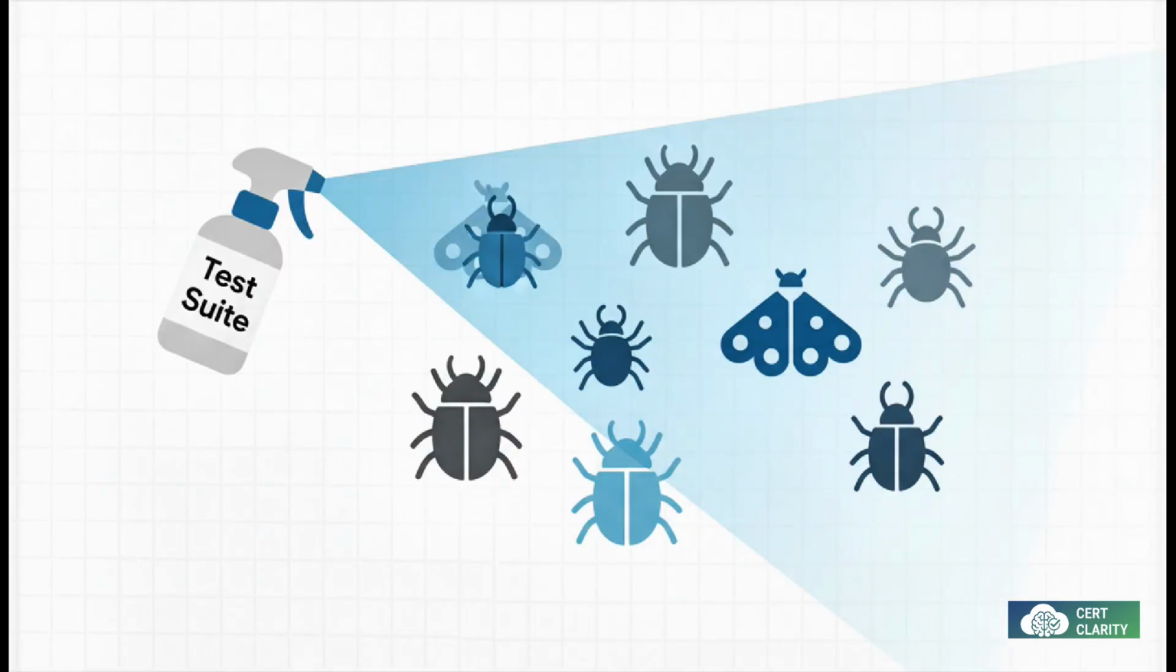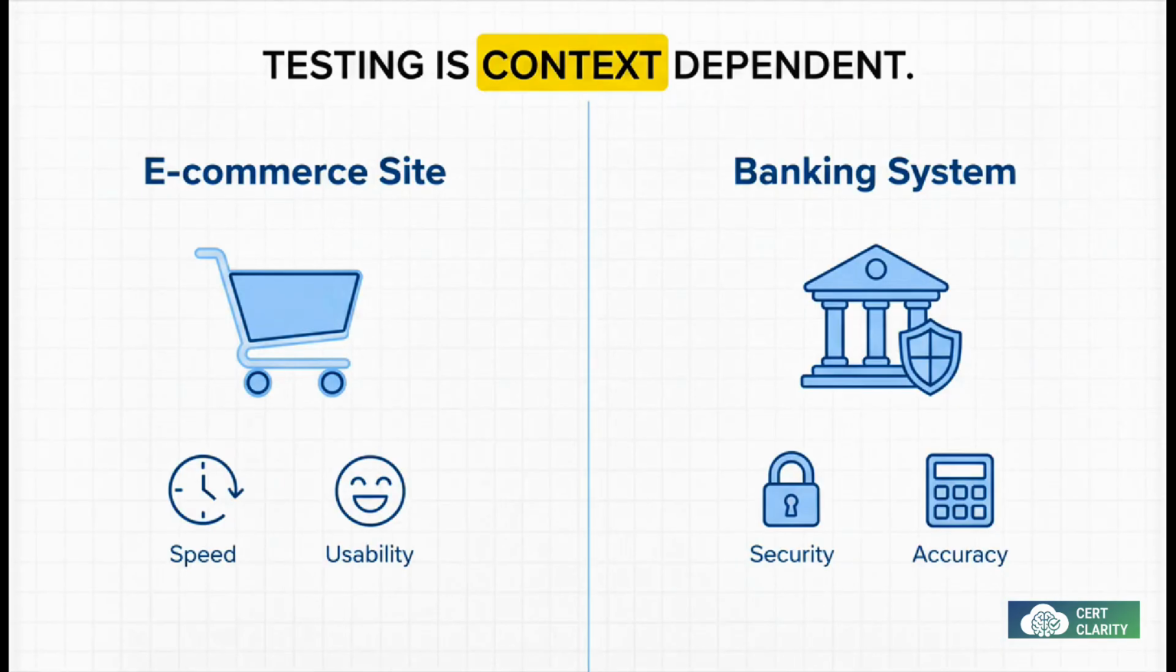This one's got a cool name, the pesticide paradox. Think about it. If you keep spraying the same pesticide on a field, the bugs eventually become resistant. It's the same with software tests. If you run the exact same tests over and over, they'll stop finding new bugs. To stay effective, your tests have to evolve along with the software. There is absolutely no one-size-fits-all strategy in testing.